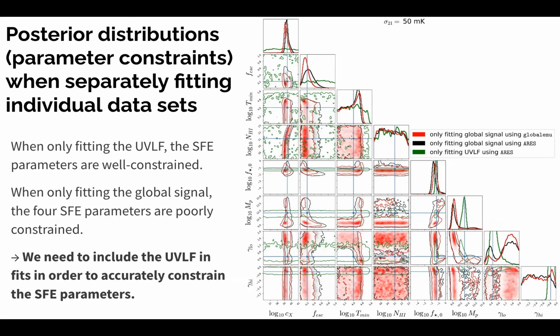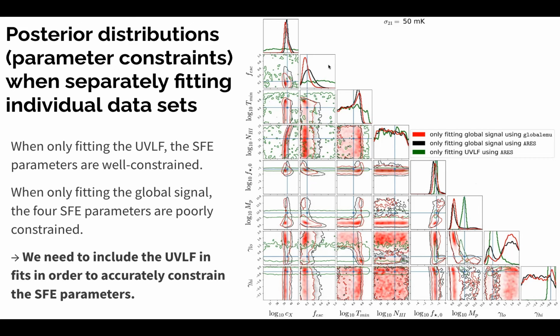So what parameter constraints do we get when only fitting the UVLF, and what do we get when only fitting the global signal, rather than their combined constraining power? What we see in the green distributions is that when only fitting the UV luminosity function, the star formation efficiency parameters are rather well constrained. As you can see, the green distributions are centered on the fiducial values, and these 4 parameters are relatively unconstrained, and that's because those parameters are not probed by the UVLF. It's mainly only the star formation efficiency parameters.